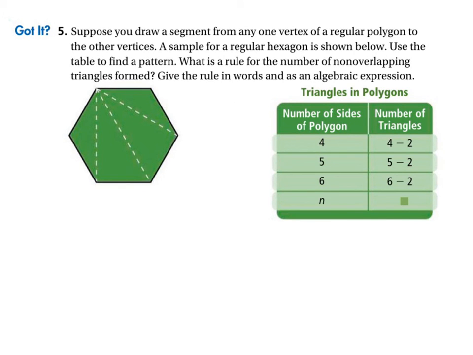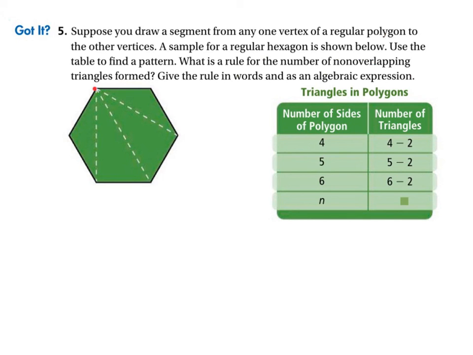Okay, so you've got a problem here. I'm going to just point this out real quickly before you start to set it up. Suppose you draw a segment from any one vertex. The vertex is one corner of a regular polygon, and draw it to the other vertices, of course not going along the edge because there's already a side there, right? You're splitting it up into triangles. Write a rule for the number of non-overlapping triangles formed.